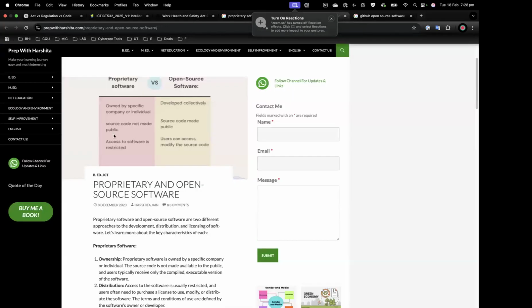And here you can see source code is generally not made publicly available, whereas with open source, it's generally made public. And the access to the software is restricted, whereas with open source, as Andy mentioned, you do have to read the terms and conditions for the open source software as well. But in most cases, you can access and modify the source code.